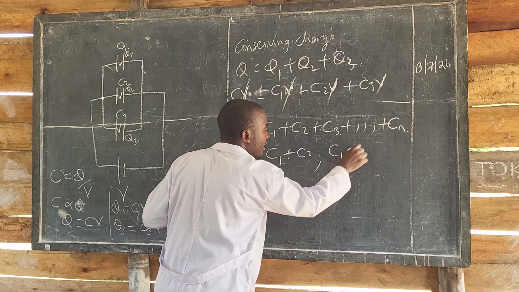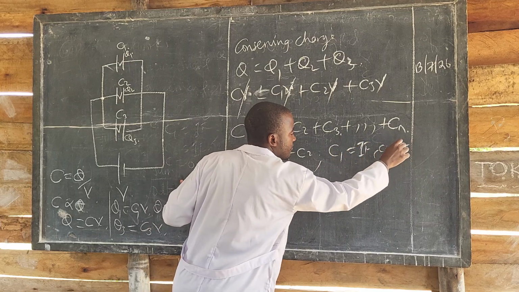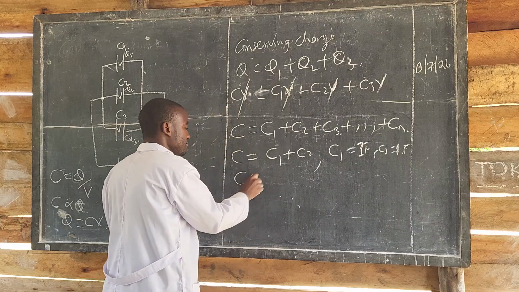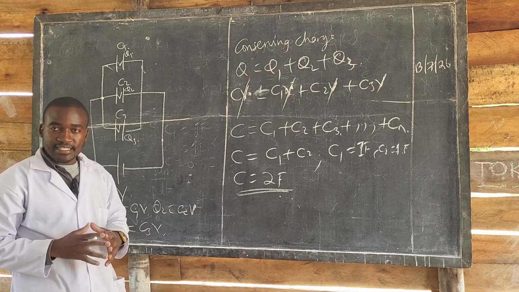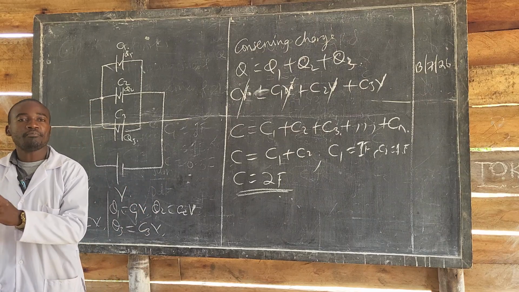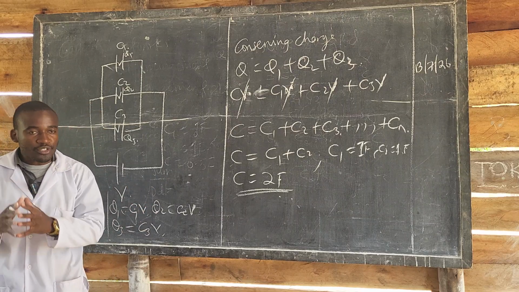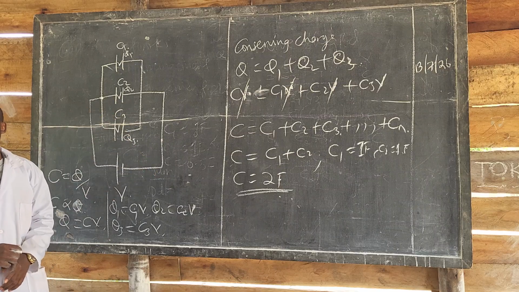Now let us assume we have 2 capacitors whose capacitance is C1 plus C2. What if I have C1 as 1F and C2 as 1F? What will be C? It will be 2F. Which means that if I want a bigger capacitance from the numerous capacitors that I have, the possible arrangement to give me that is parallel.